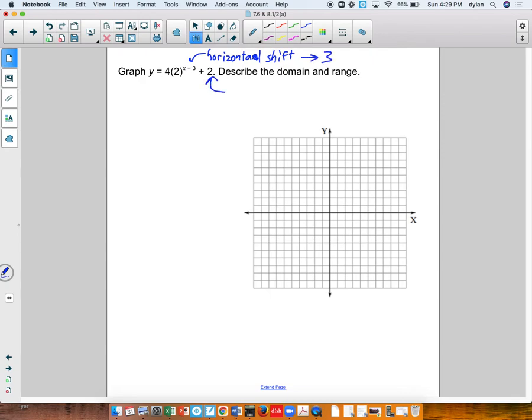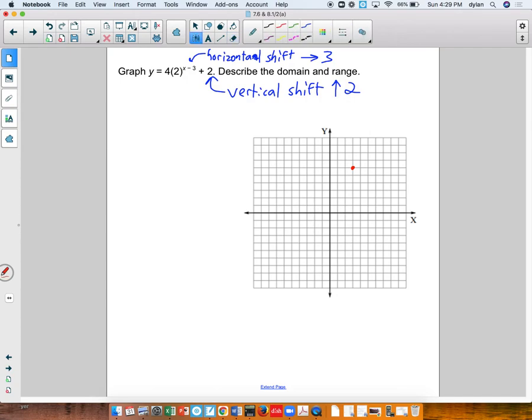The plus 2 represents a vertical shift up 2 units. So the way that we're going to graph this is we're going to start with our y-intercept of 4. And then we are going to move that y-intercept to the right 3 and up 2. And once we've done that, I'm going to erase the original y-intercept.